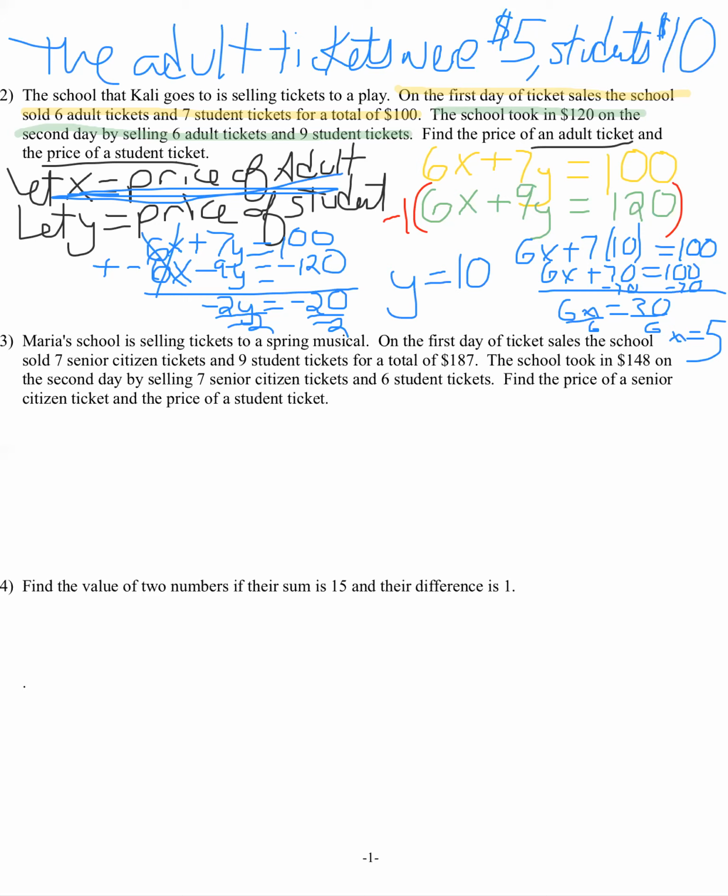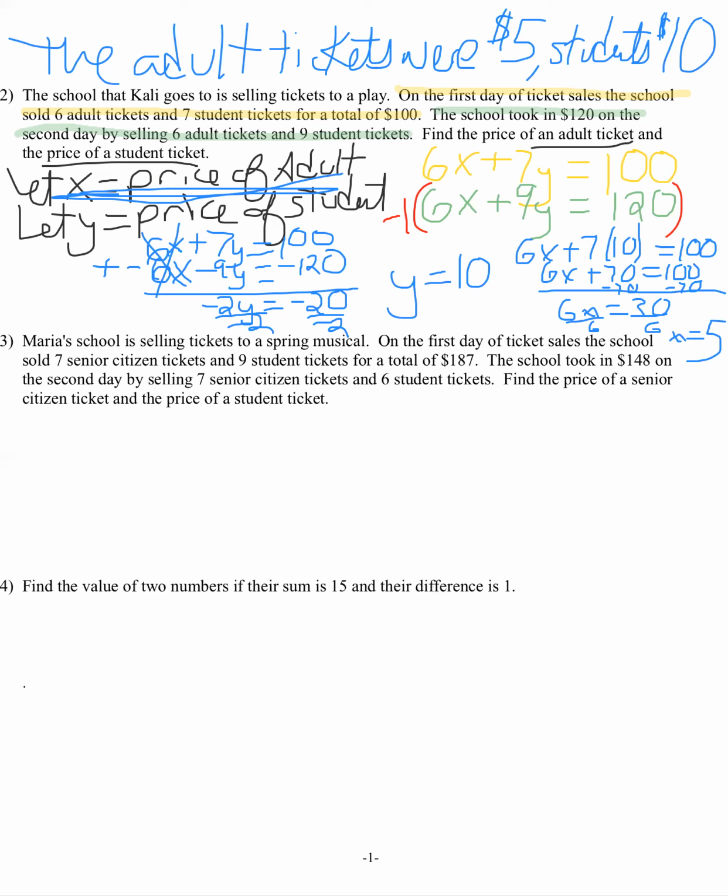All right, so number 3 is actually the exact same thing. It's just a different scenario. Now, instead of ticket to a play, it's tickets to a spring musical. Okay, and they can ask this question. It's the same question. They're just going to change the scenario. So maybe you're not selling tickets tomorrow. We're actually going to be looking at buying shrubs. Okay, it's the same thing. They're just disguising it as different scenarios. Okay, because it comes up all the time, right? These systems.